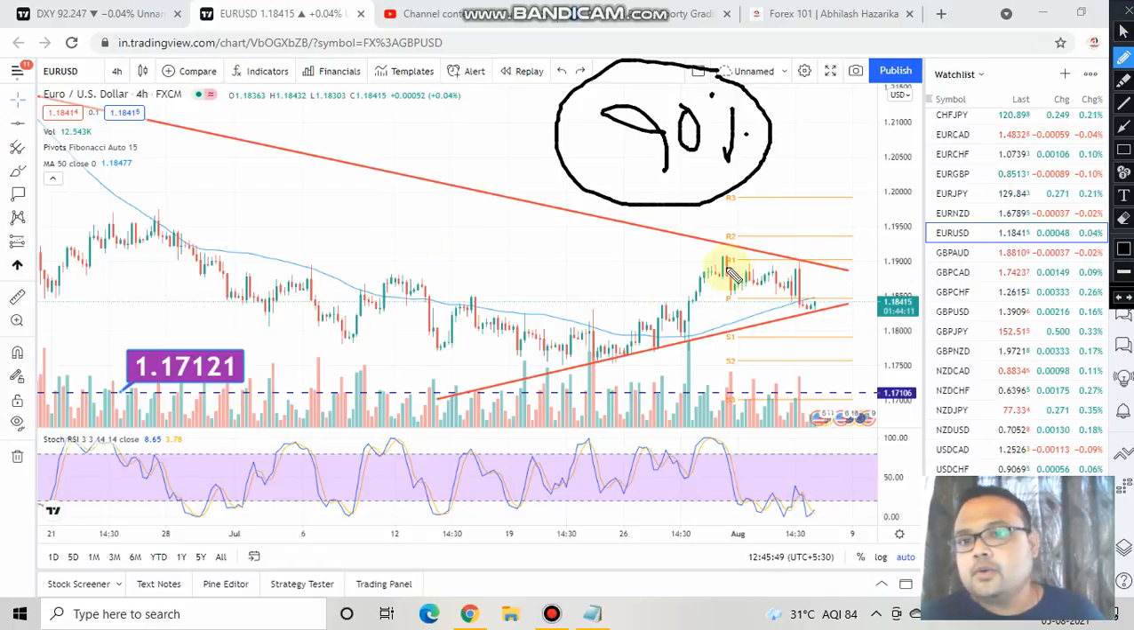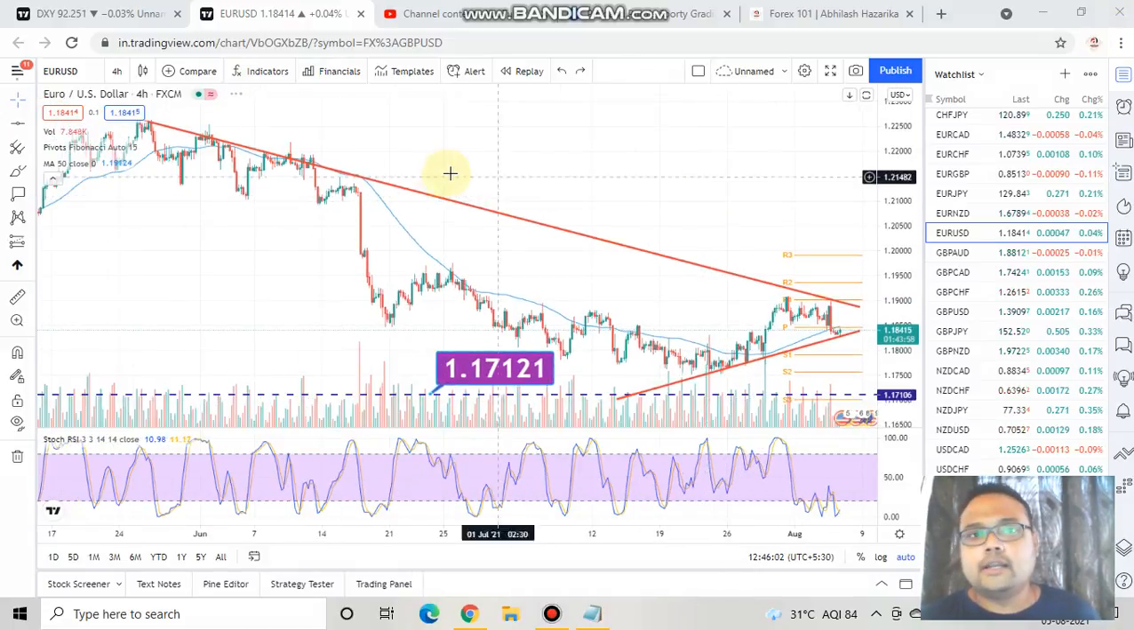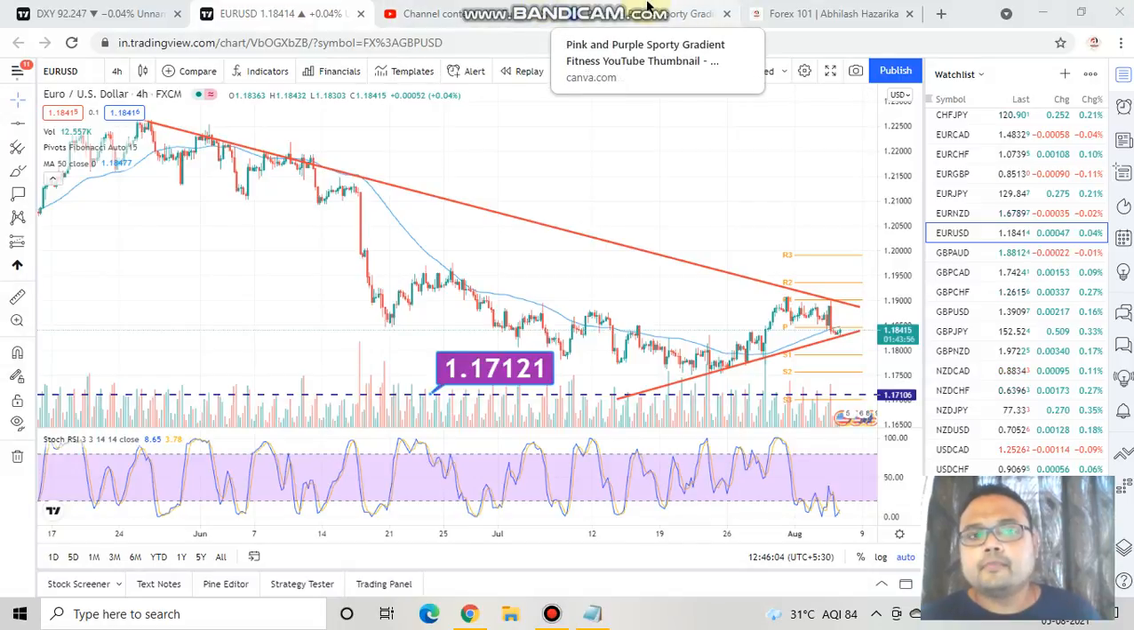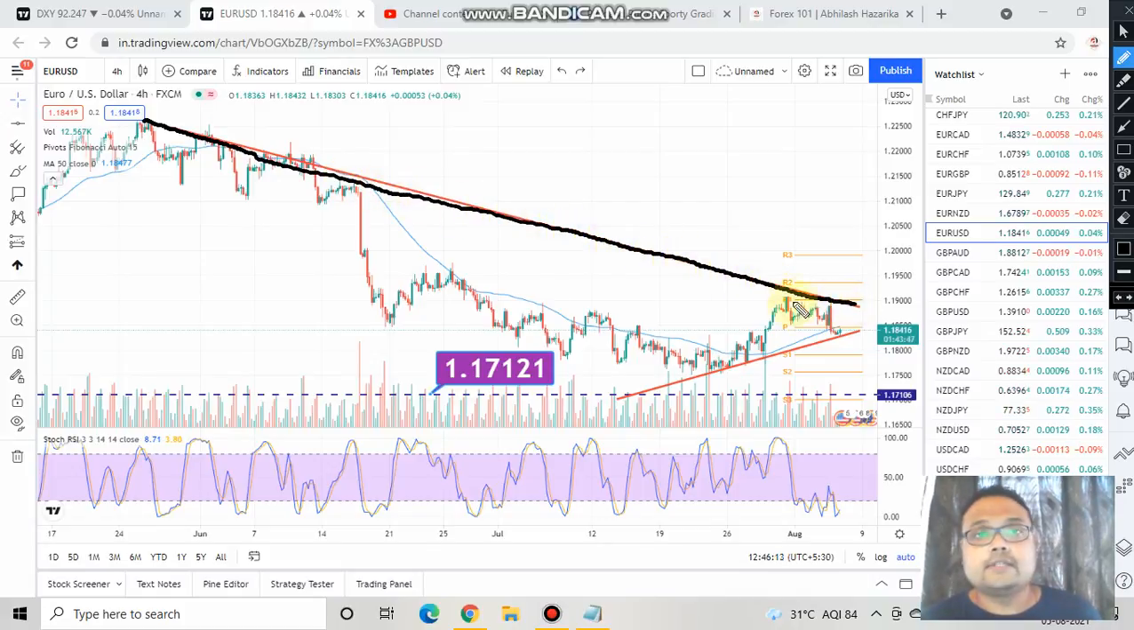For this, you need to understand these two lines. Apart from this support here, the most important line is this trend line, which is the dynamic resistance for the market. If I zoom out the chart, you can see that there is a line coming from all the way up here, and this line is still acting as a dynamic resistance for the market.